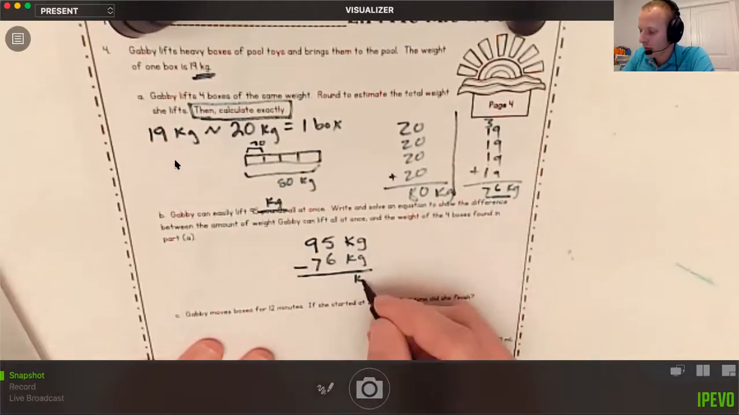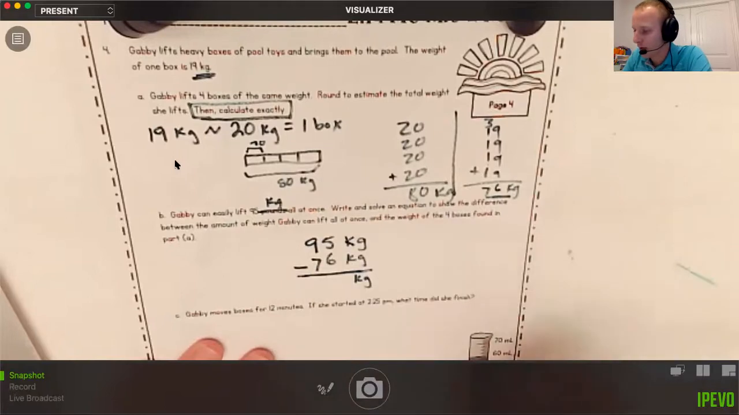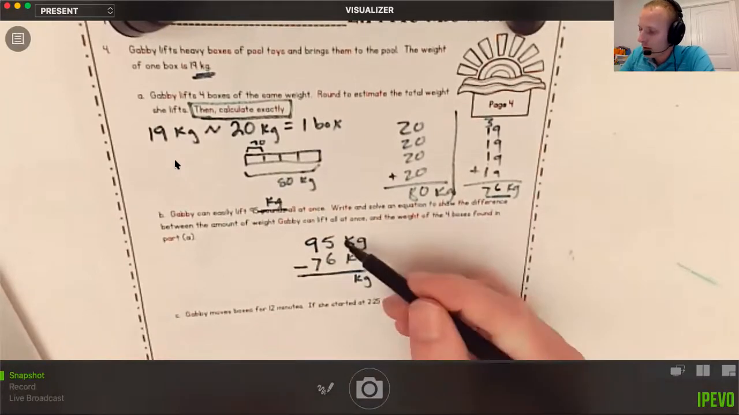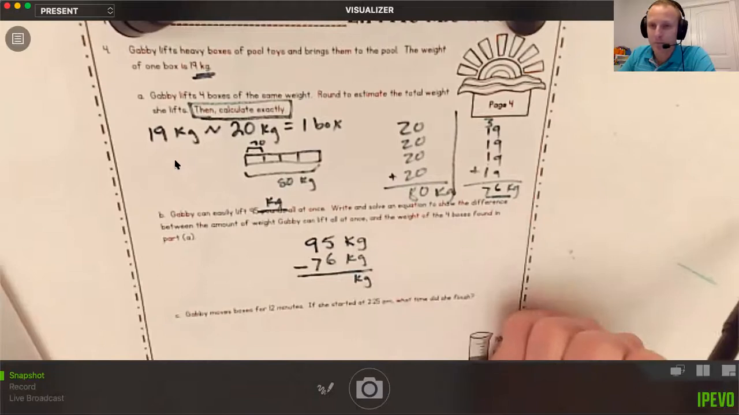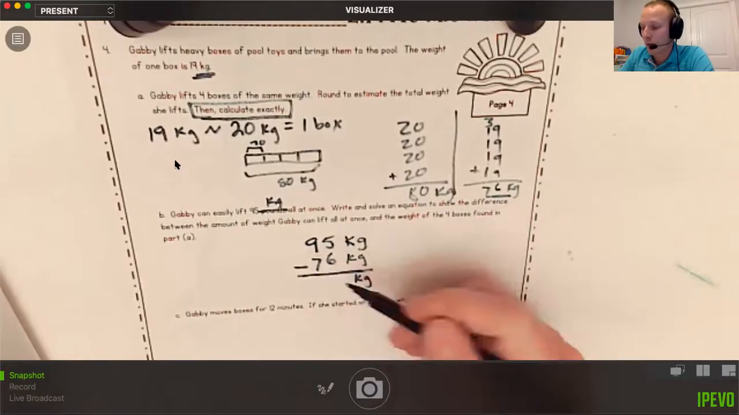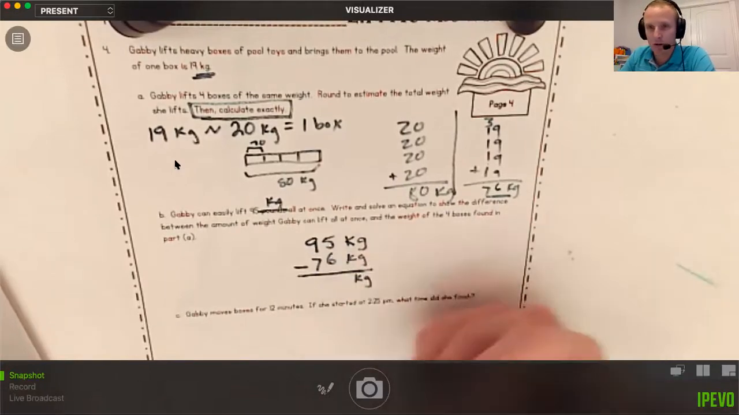So again, we know our answer is going to be in kilograms, even though they threw us off with the pounds there. 5 minus 6. We can't do that without borrowing something. If I have $5, I can't give you 6 of it. That's how I'd like you guys to think of that.